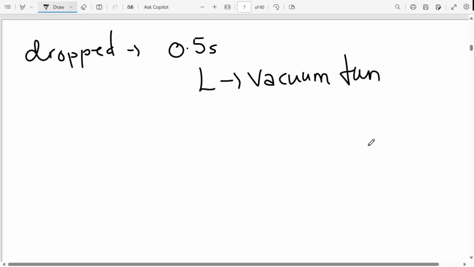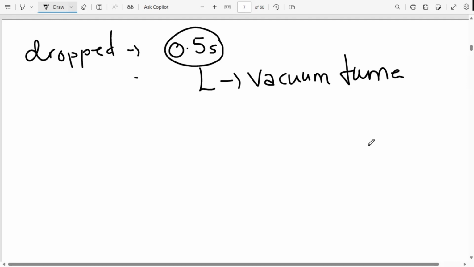What is the length L of the vacuum tube? So they've given us the time it took this feather from the time it was dropped to the time it hits the bottom of the vacuum tube. Now they're asking what is the length of this. So let's now identify the data that have been given.